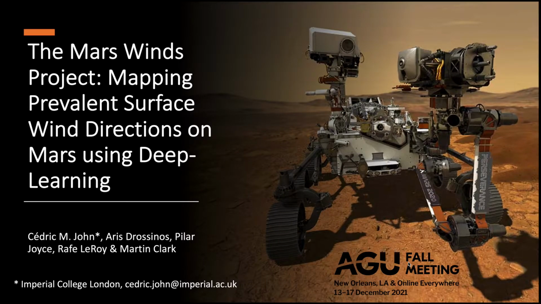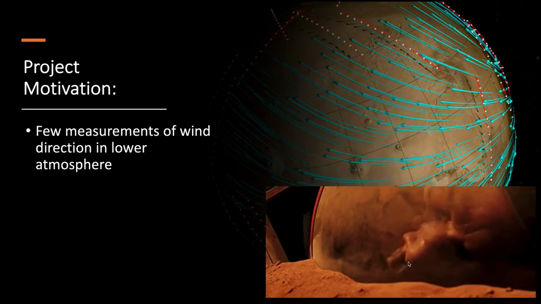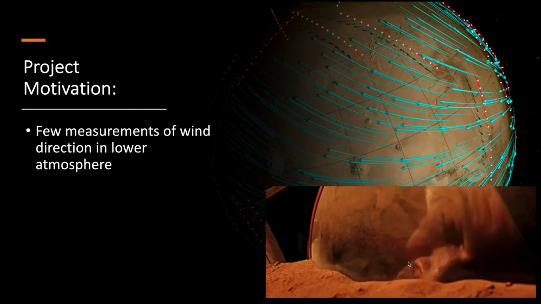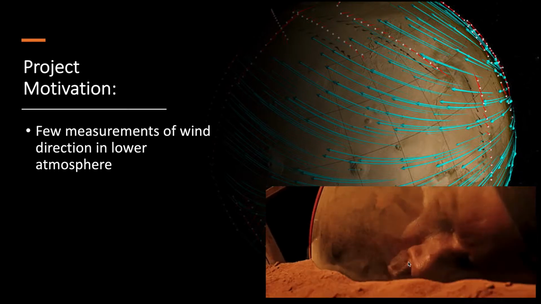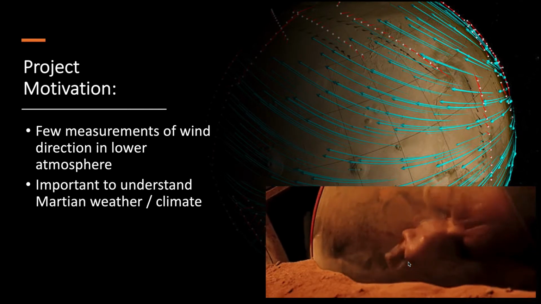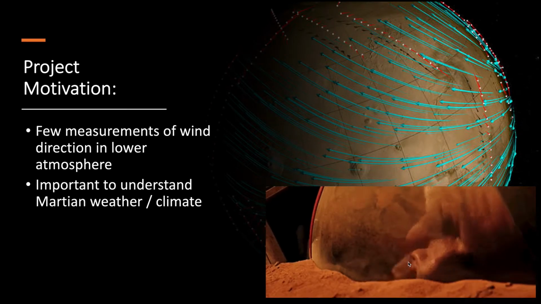Thank you for coming to my talk, the Mars Wind Project, mapping prevalent surface wind direction on Mars using deep learning. So the project motivation is the following. If you look at Mars, we actually have few measurements of wind direction in the lower atmosphere. Yet this is a very important and interesting thing to understand because wind direction gives us a clue on Martian weather, but also more broadly on Martian climate.